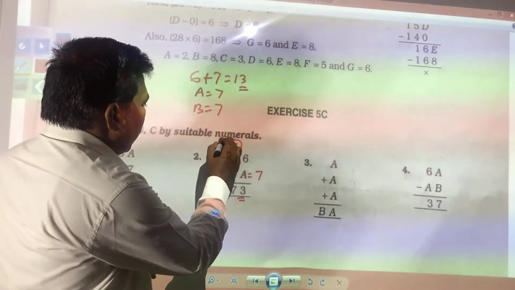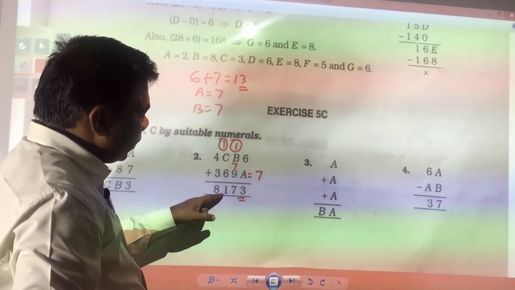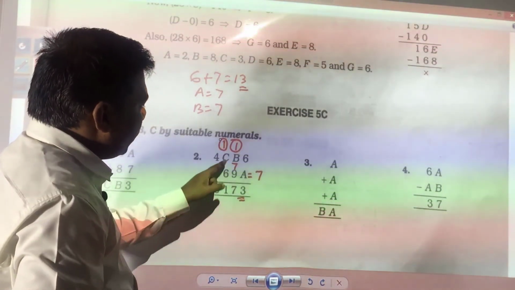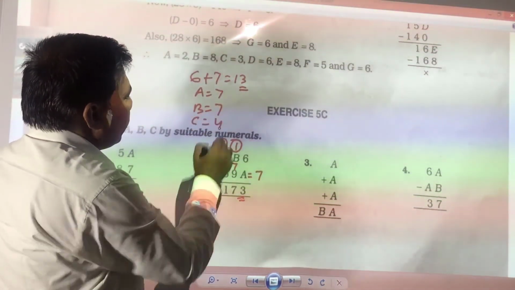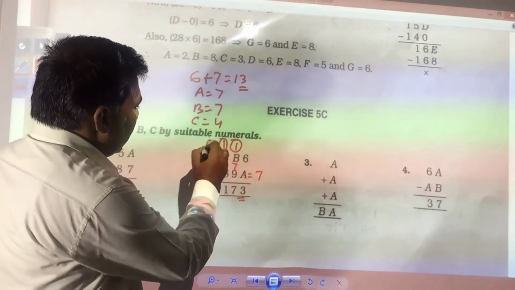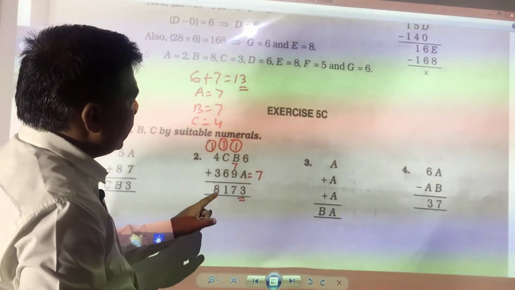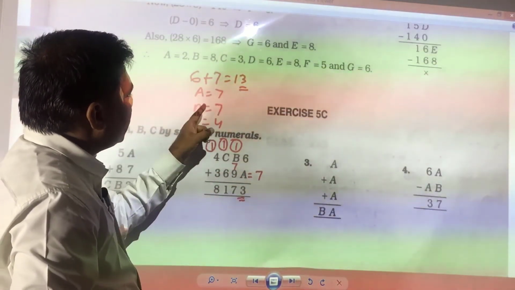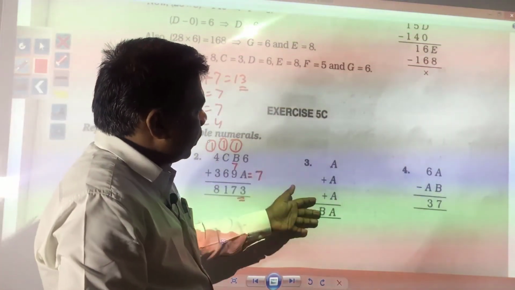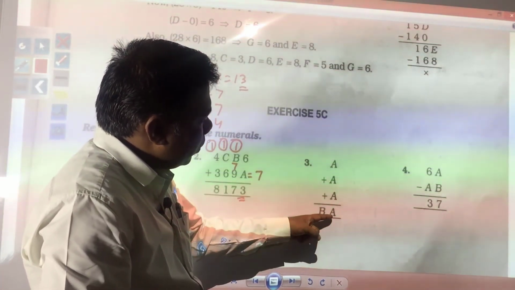Now, 1 is there, 6 and 1, 7, 7 plus what you will write, so that you will get 11? So, 7 plus 4 will be 11. So, C will be 4, 7 plus 4 is equal to 11, again 1 you have, 4 and 3, 7 and 1, 8. So, finally, you have got A is equal to 7, B is equal to 7 and C is equal to 4. Here you see A plus A plus A is equal to A.